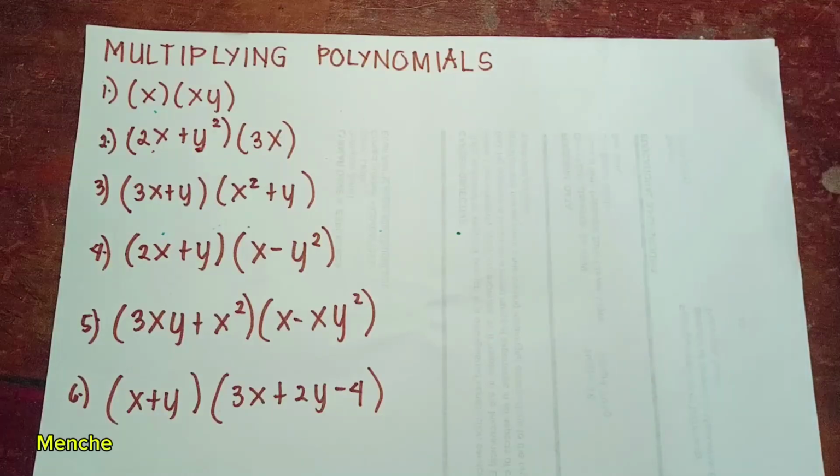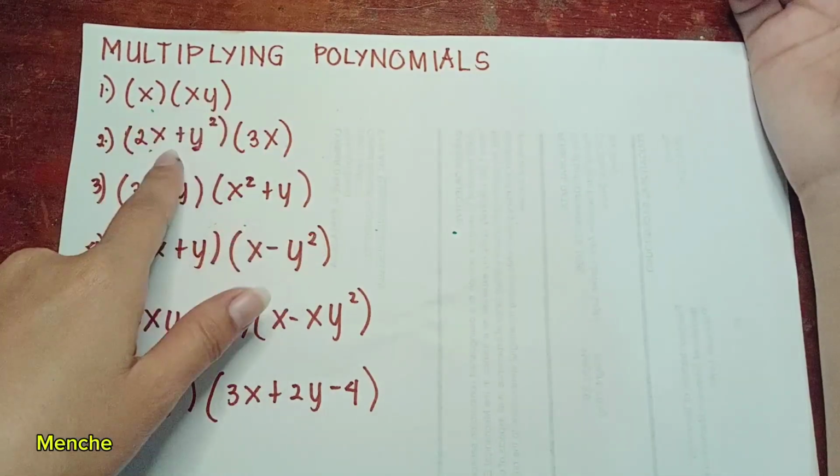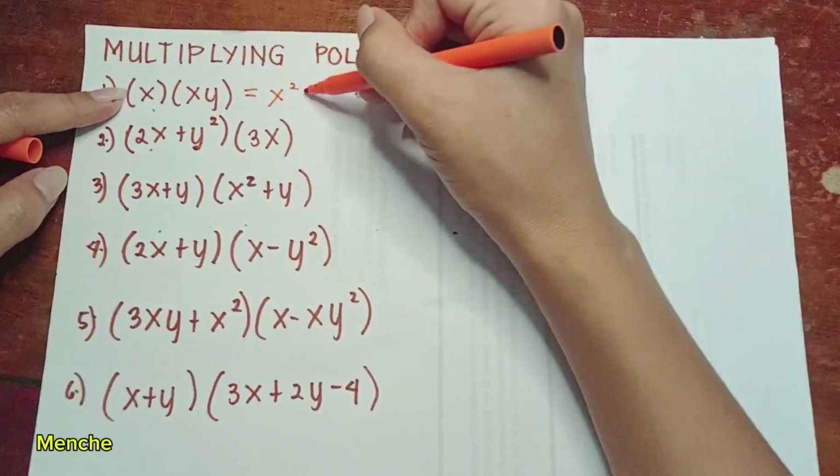Multiplying polynomials. So how do we multiply them? In the first example, we have two monomials. Add the exponents of x and copy y. That is x squared y.